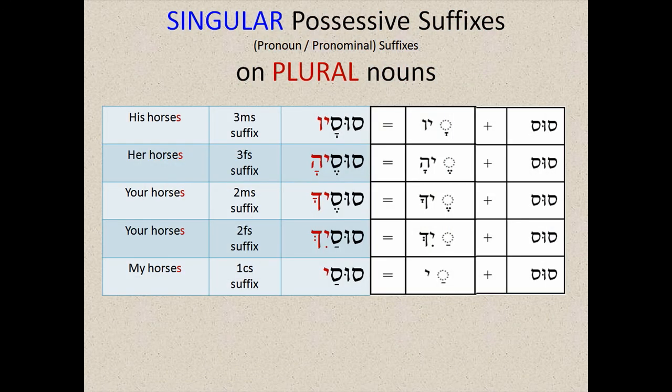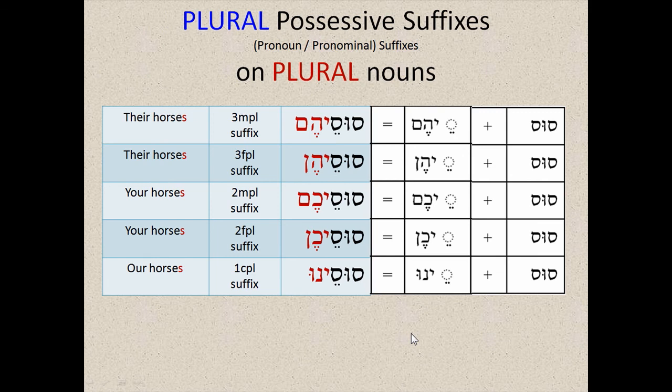So here is our set of suffixes, our singular possessive suffixes on plural nouns right here in the second column. Here are our suffixes. And then the plural possessive suffixes that go on plural nouns. So those are the things you need to memorize in this chapter. And that's the end of the video.